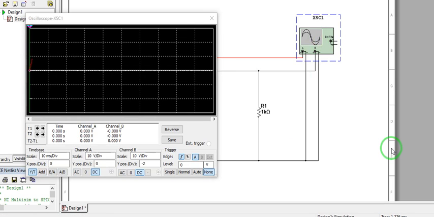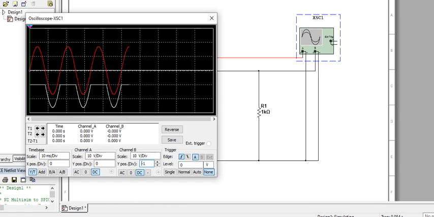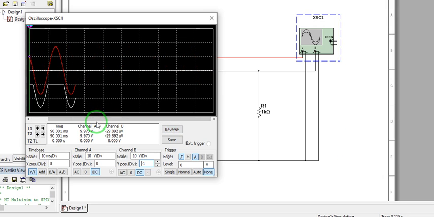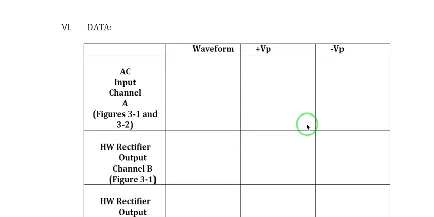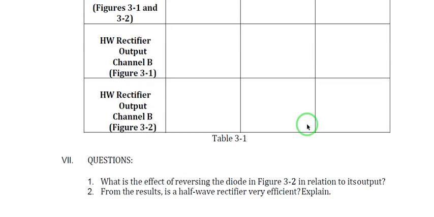Okay, so the lower waveform is again the output and the upper waveform is the input. As you can see, the difference between the two waveforms, figure 3-1 and figure 3-2. So based on these output waveforms, you answer or you draw the waveforms in part 6 data and you answer part 7, the questions. Okay, so this will only be the requirement for this experiment.